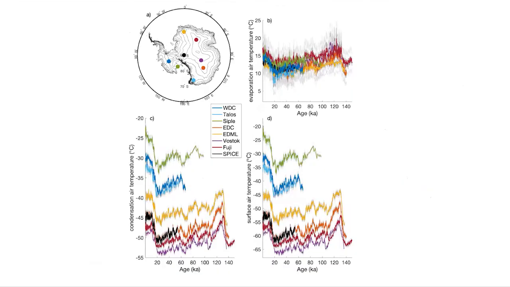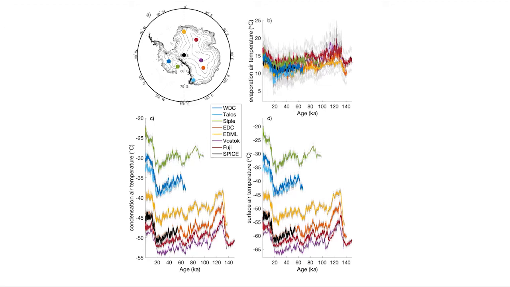So the upper left is just a map of Antarctica, showing where all these ice cores are from. The map on the right is the evaporation temperature. So the weighted sum of these distribution of possible evaporation temperatures that lead to water getting to Antarctica. And the change in that mean evaporation temperature over the last 140,000 years for these different ice core sites.